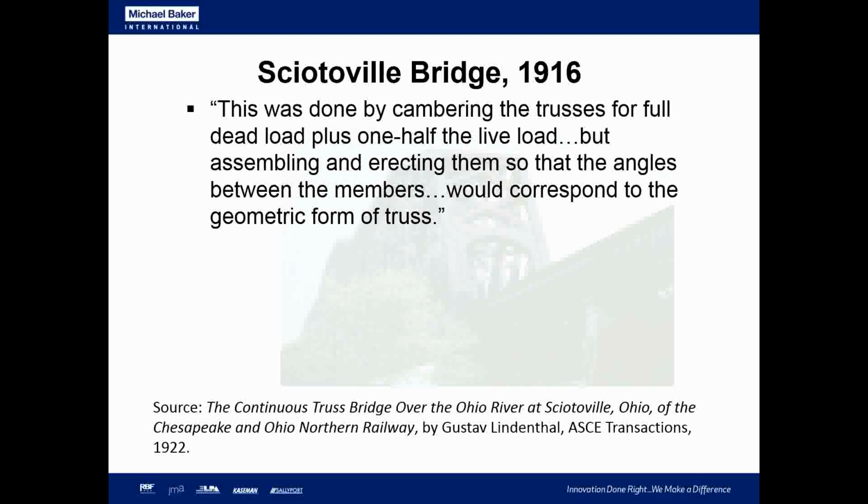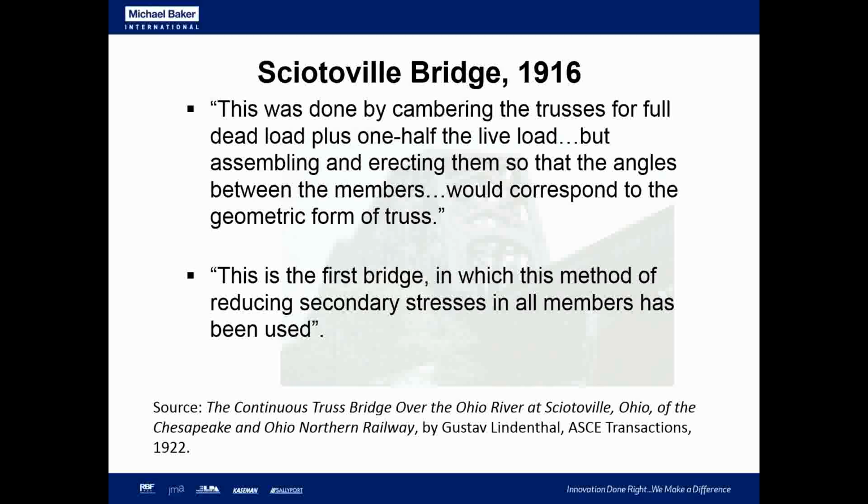And this, they noted, was the first bridge in which this method of reducing secondary stresses in all members has been used. And what this did is, by first fitting these members with a cambered length into connections which had been designed for a geometric length, that created a reverse curvature in these members. Then when the full dead load plus one-half the live load was on, that induced a curvature in the opposite sense due to the deflections, which then made the total secondary stress or moment in these members equal to zero.